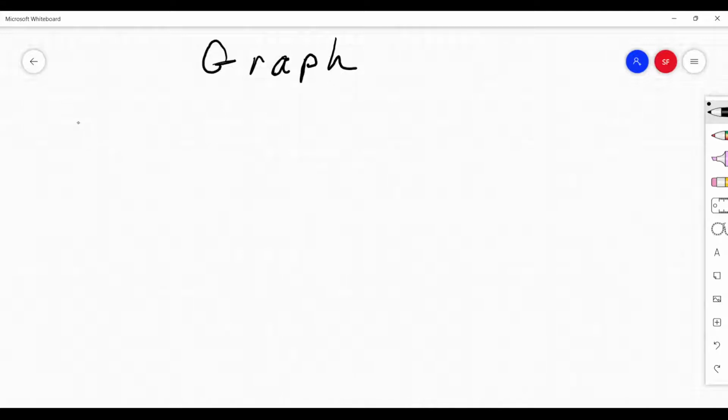A graph? That's not a G. That looks like a duck. It's a G, it's a graph because there's a space.